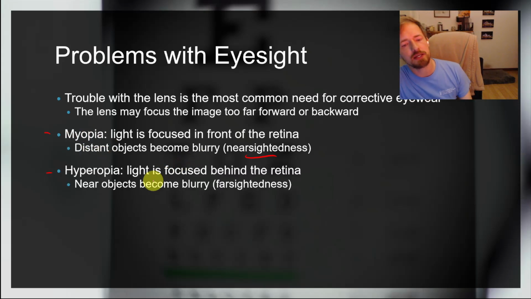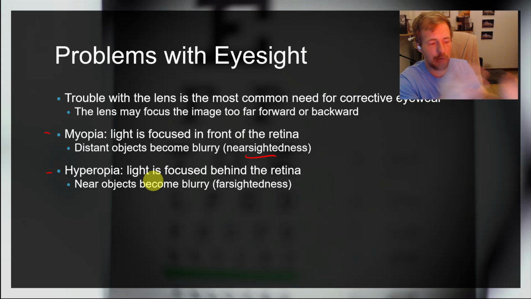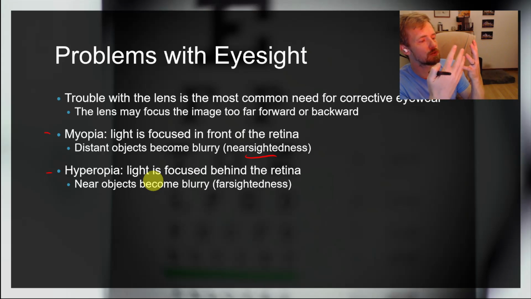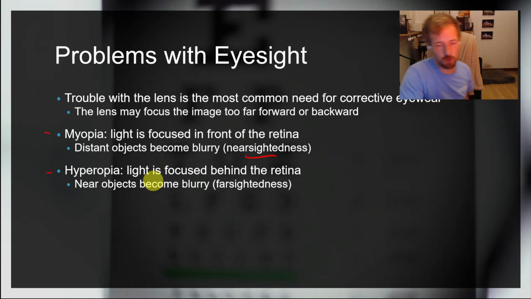Hyperopia, on the other hand, is where light is going to be focused behind the retina. So it's the first problem with vision that I was telling you about in that previous slide. Stuff that is close to you is really, really blurry. The stuff that is further away from you, you can see, so it is farsightedness.